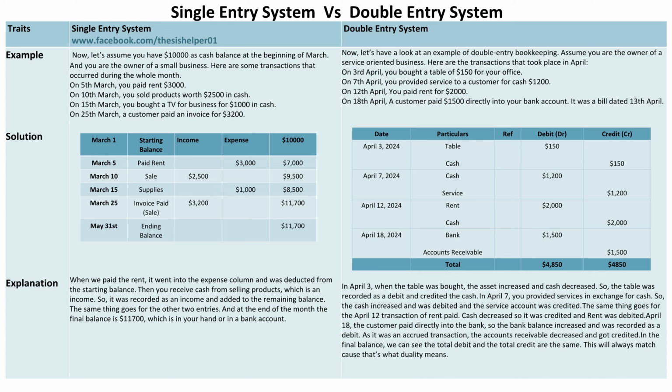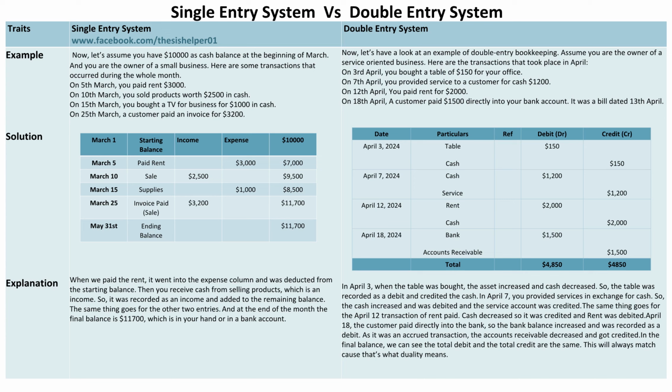Explanation: in the example, when we paid the rent, it went into the expense column and was deducted from the starting balance. Then you receive cash from selling products, which is an income. So, it was recorded as an income and added to the remaining balance. The same thing goes for the other two entries. And at the end of the month the final balance is $11,700, which is in your hand or in a bank account.